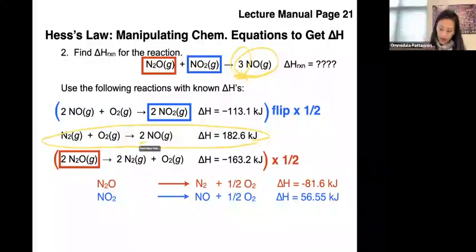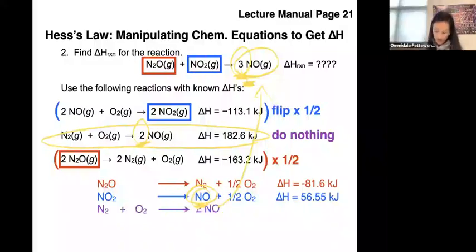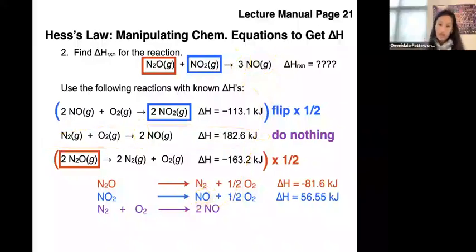But wait. The one that we just manipulated, this one right here, also contains nitrogen monoxide, remember? So if you think about this, you have 3 nitrogen monoxide, you have 2 here, and you already have 1 here. Therefore, you don't need to do anything with this second equation, because if you add these 2 together with this one, it's going to give you 3. So I'm just going to leave it as it is. If you leave it as it is, delta H would be identical.